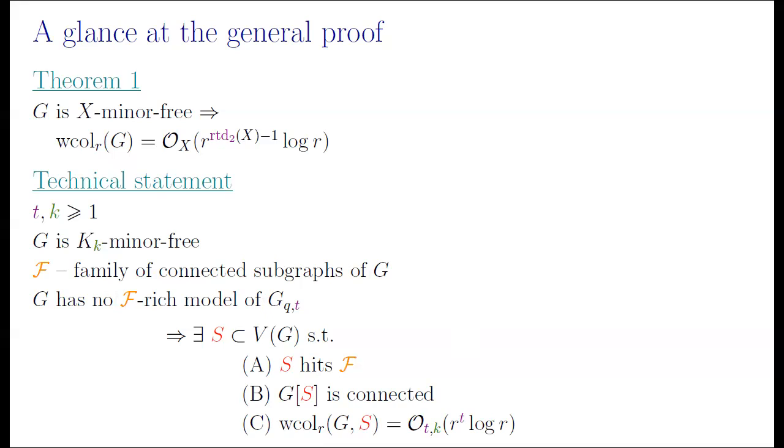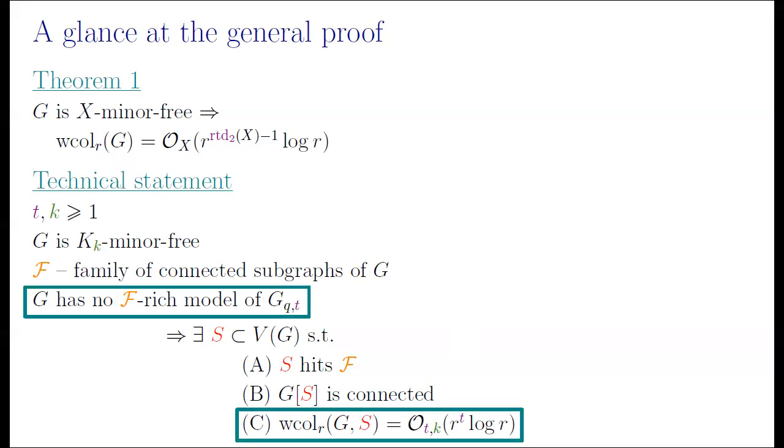explain some parts of the statements one by one. How we should think about it, maybe how we should see that it's similar to theorem 1, we should just look at the highlighted statement. So G has no model of something, then weak coloring numbers are bounded by something. Yes, this is why it's close to theorem 1.